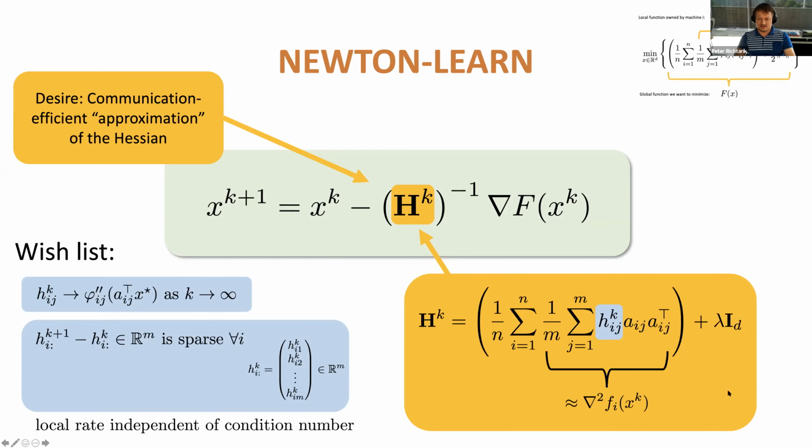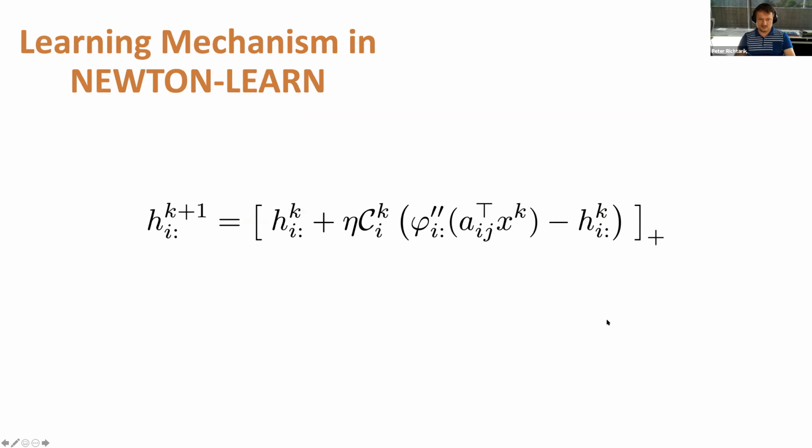And here is probably the most important slide. I told you that this is Newton Learn plus a recipe for how to update h_ij. And now I'll explain how we update h_ij. Once I explain it, the method is fully described. So this is the update. It's quite simple looking, I would say, but let me unpack this.